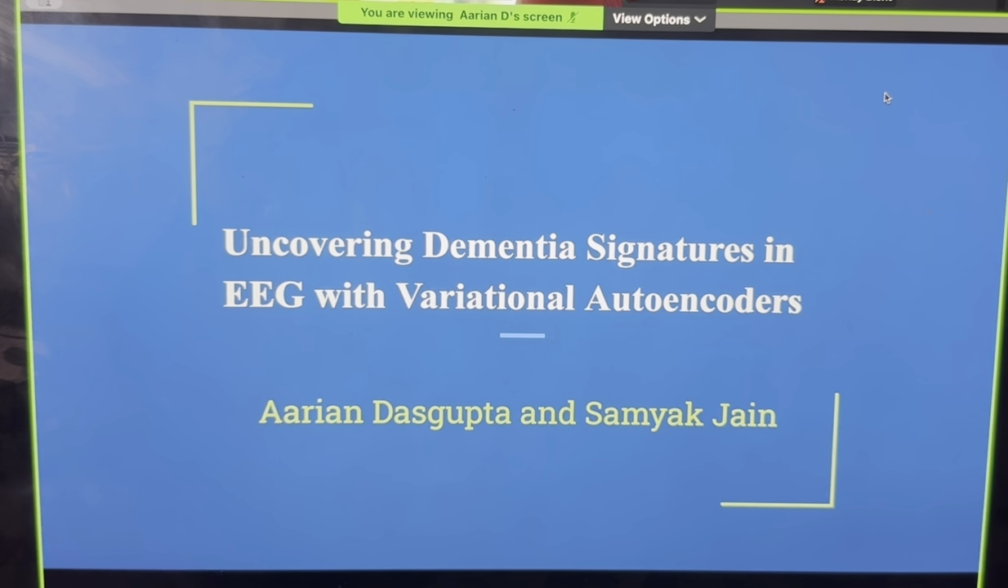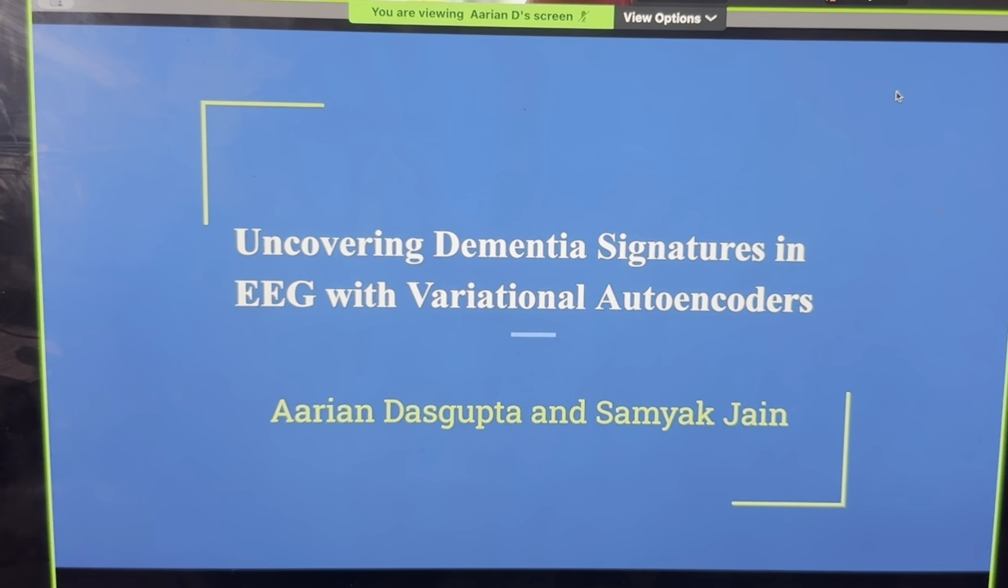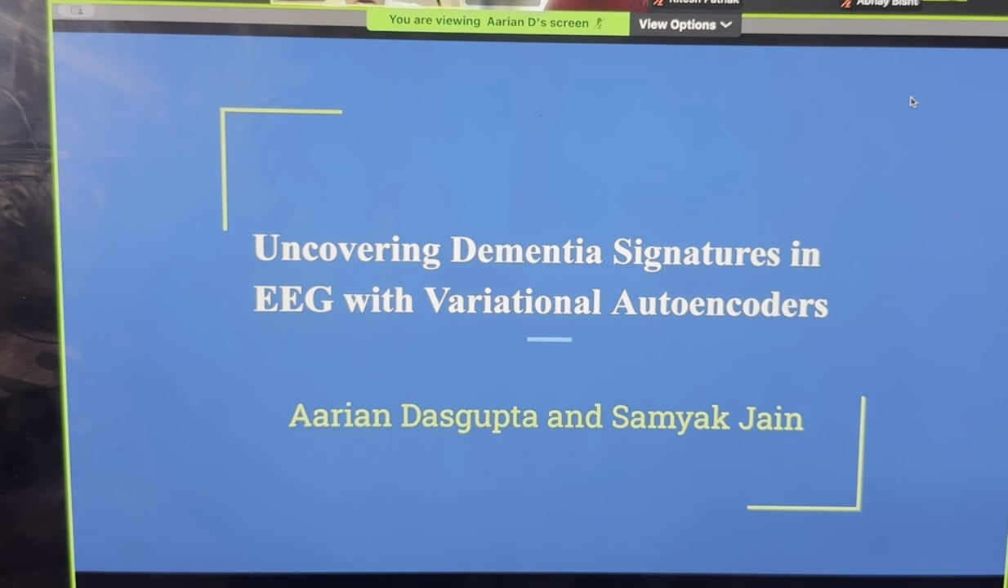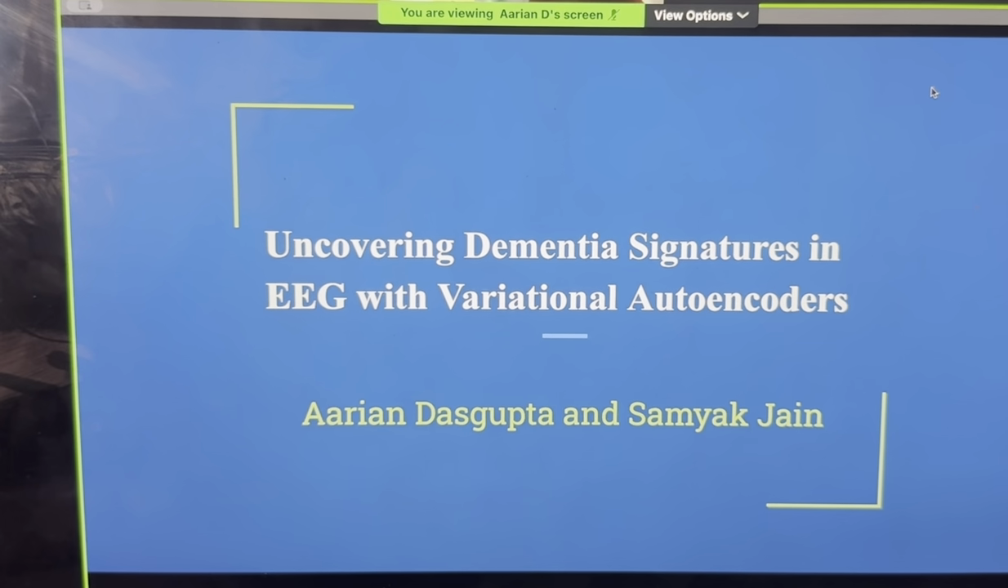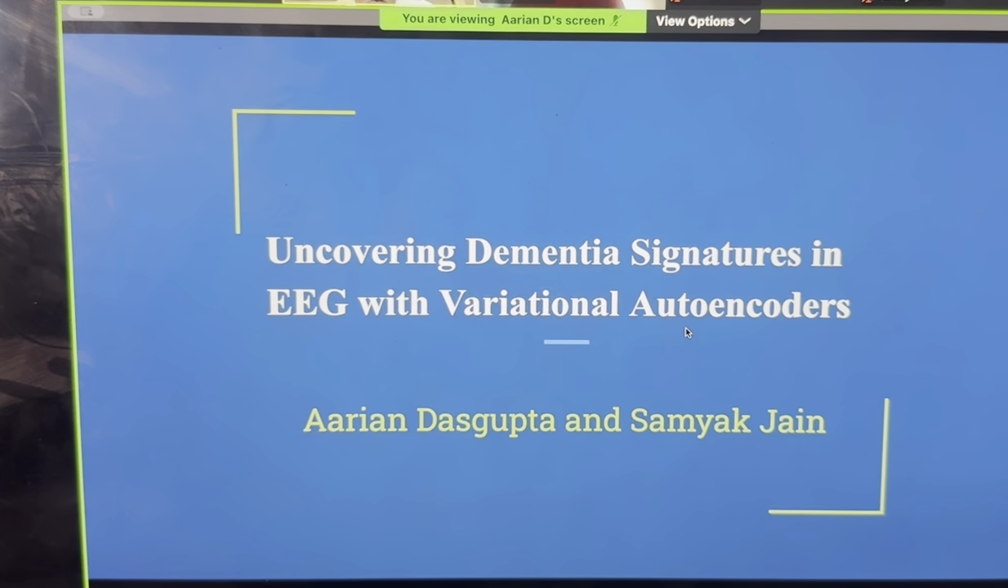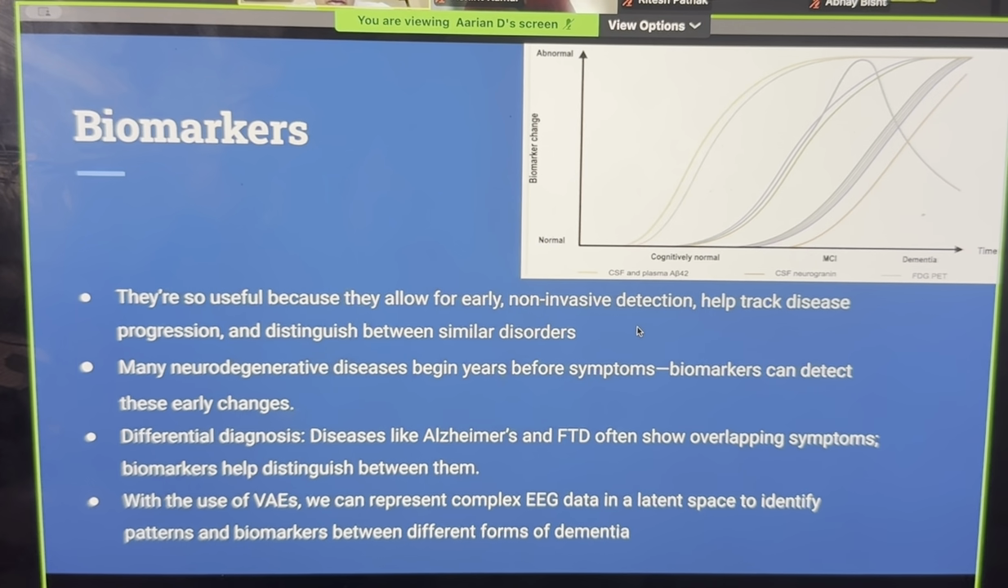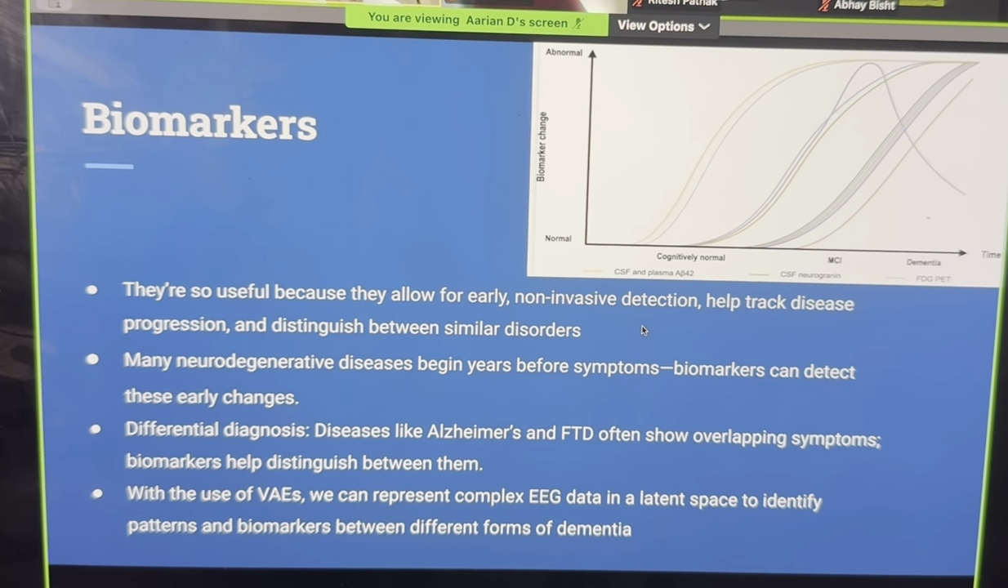Okay, so our project is uncovering dementia signatures in EEGs with variational autoencoders, by Ari and me and some biomarkers. So first, that's what we're going to look at: biomarkers.